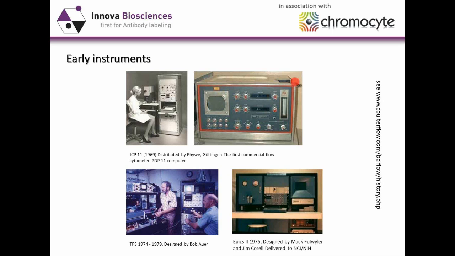So those of you that have already started flow cytometry probably won't really recognize any of these instruments. These are the first instruments which were developed in the late 1960s and early to late 1970s. And actually what you'll first notice, apart from the size of these instruments, is the fact that they typically required a specialist operator and a dedicated facility.